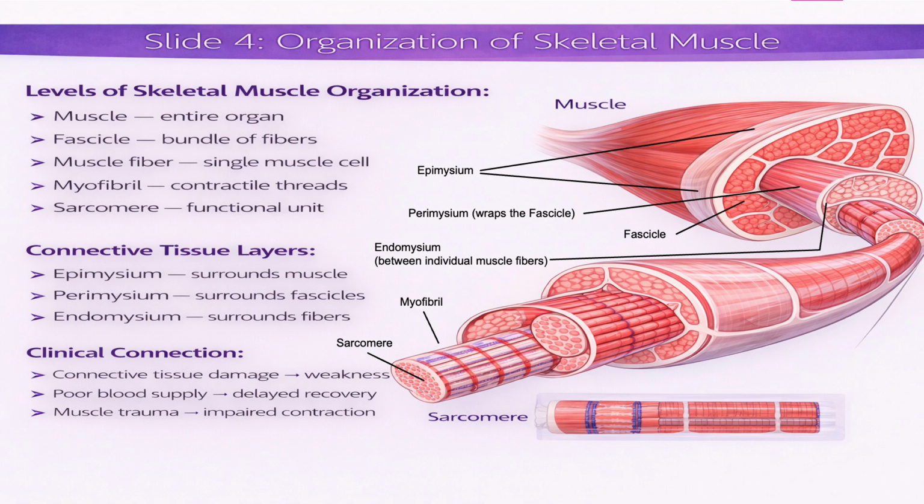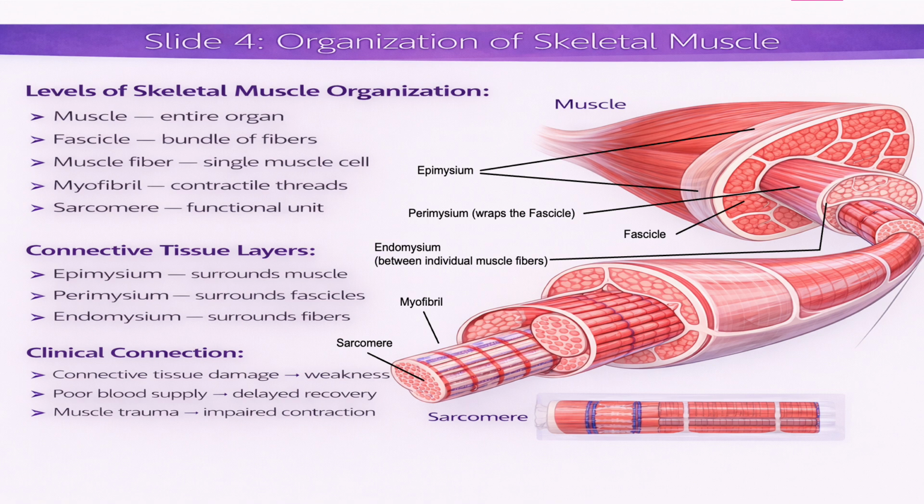Within each muscle fiber are numerous myofibrils, which are long, thread-like structures responsible for generating tension. Myofibrils are composed of repeating functional units called sarcomeres, which serve as the basic units of muscle contraction. Surrounding and supporting these structural components are layers of connective tissue.